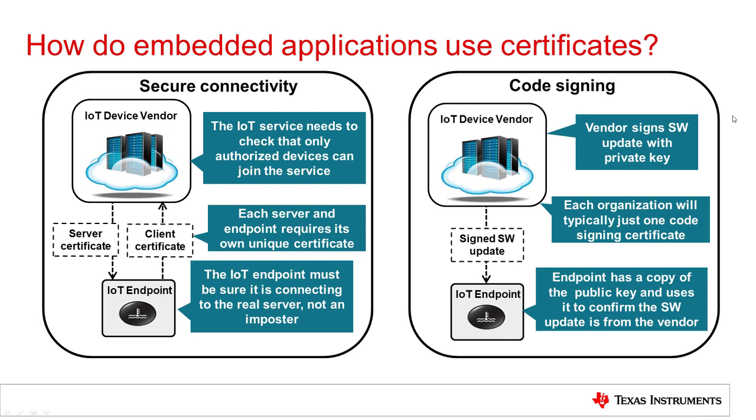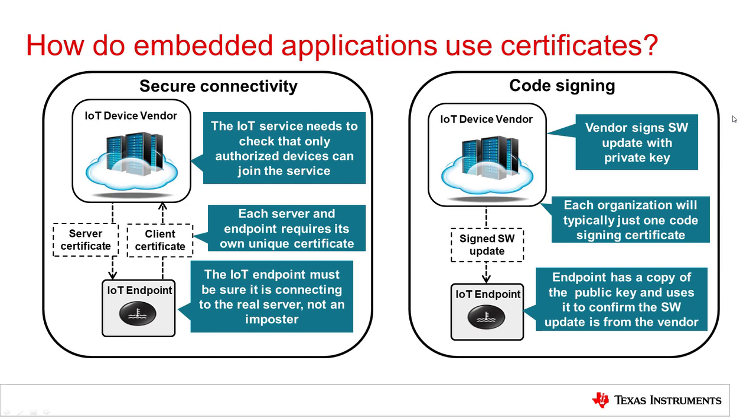For secure connectivity, the device needs to have a certificate, and the IoT device server also needs to have a certificate. That allows the IoT device, when it connects to the server, to authenticate the server using the server certificate chain. And then the IoT device server can authenticate the actual endpoint device connecting by requesting the client certificate from the IoT endpoint.